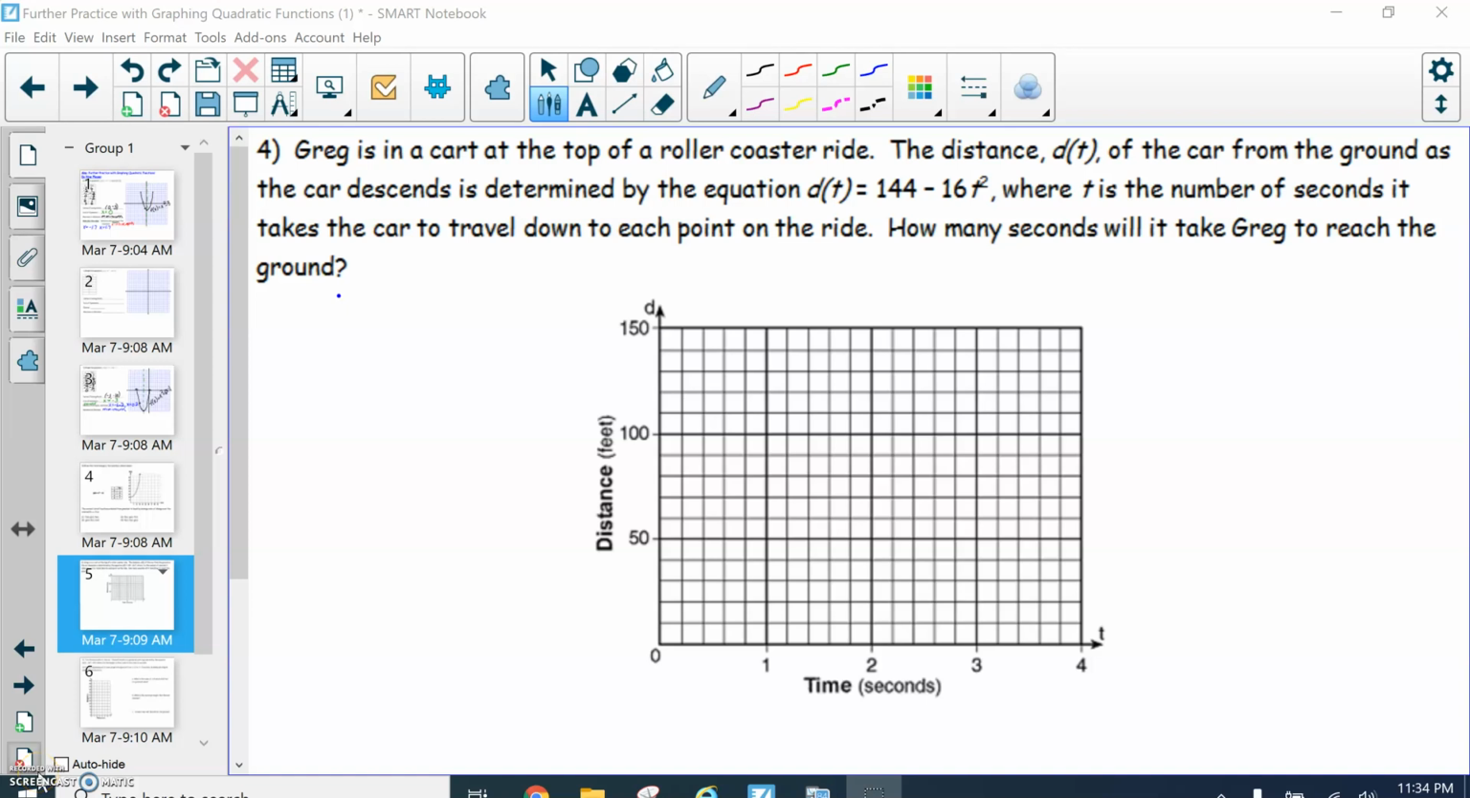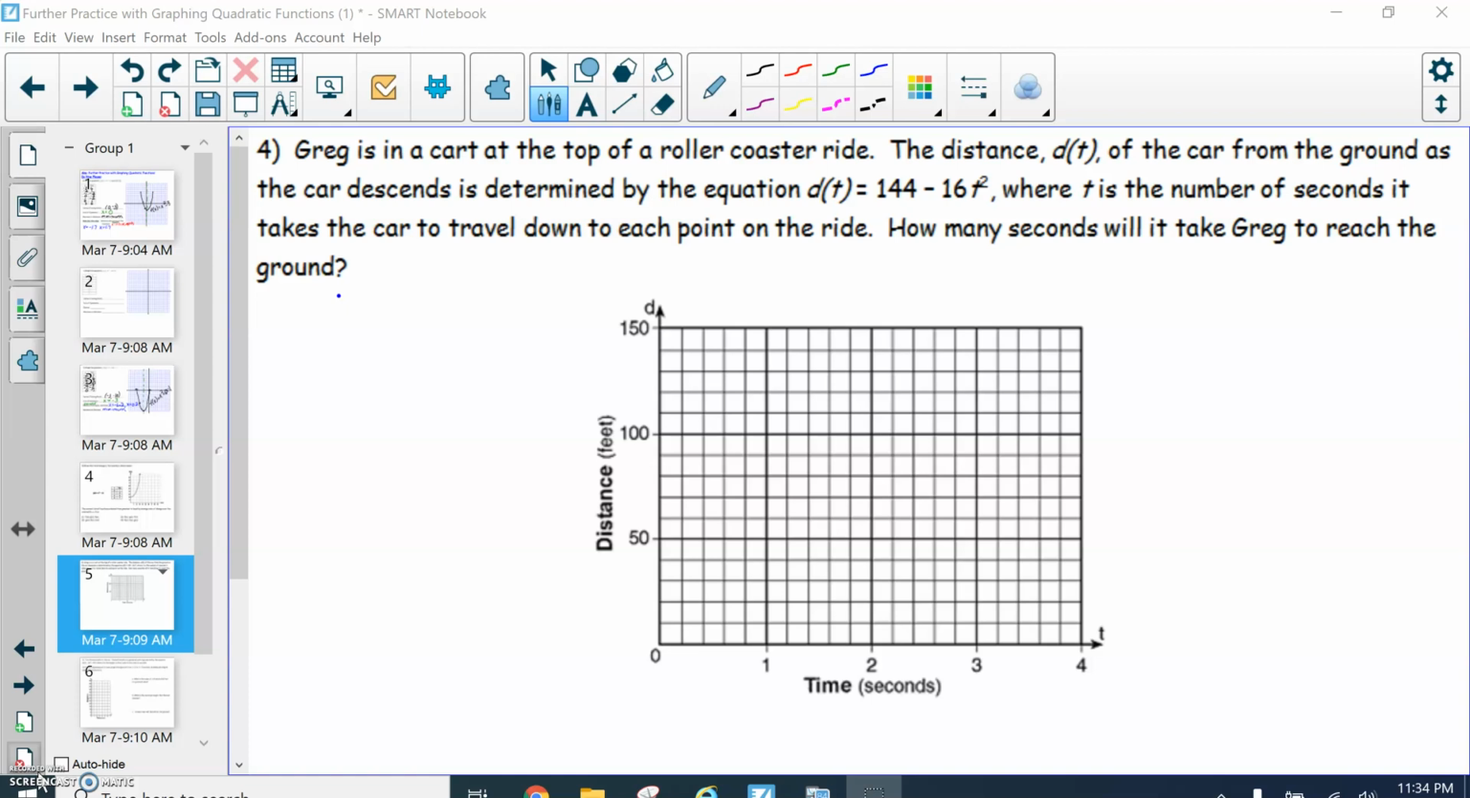Hey guys, so the last video that I was working on got cut off, so I'm just going to pick up with question number 3. Okay, so question number 3 is a word problem. So it says, Greg is at the top of a roller coaster ride.